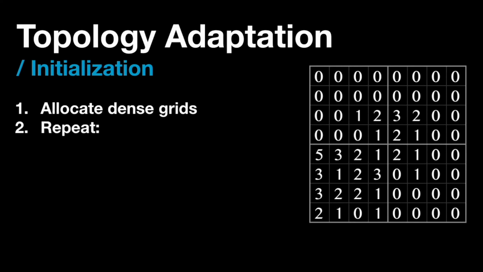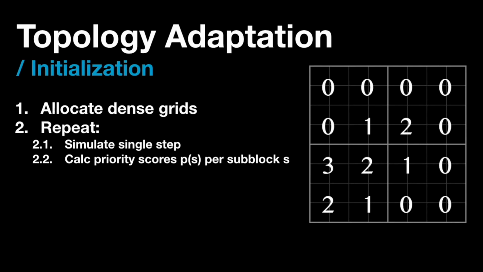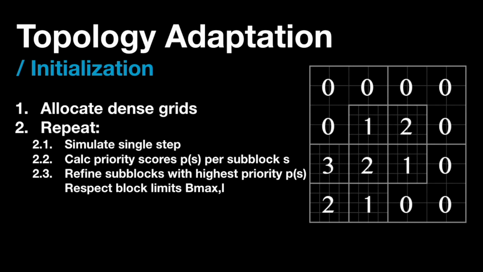We simulate a single time step, and then we calculate the priority scores per subblock as the average of the priority scores of the cells contained in these subblocks. Then we refine the subblocks with the highest priority scores. Of course, we respect the block limits here. And we repeat these steps until all cells on the finest resolution are allocated.